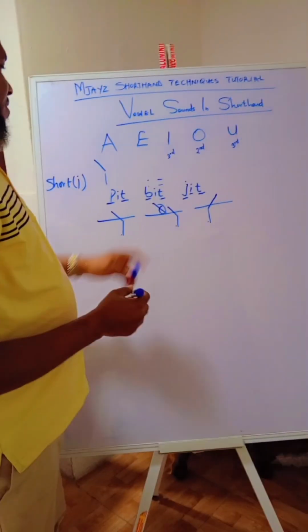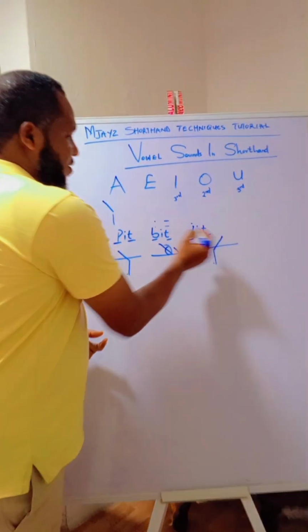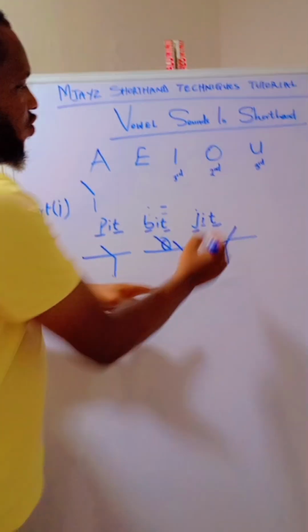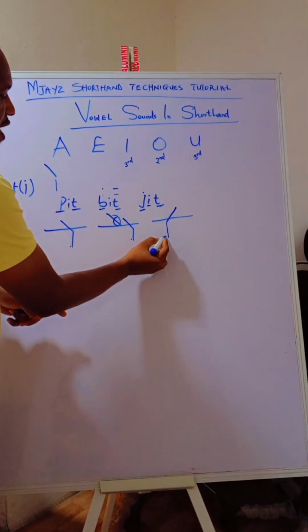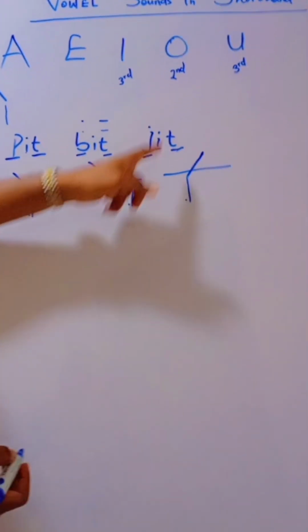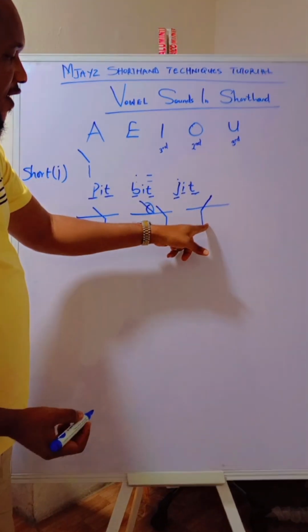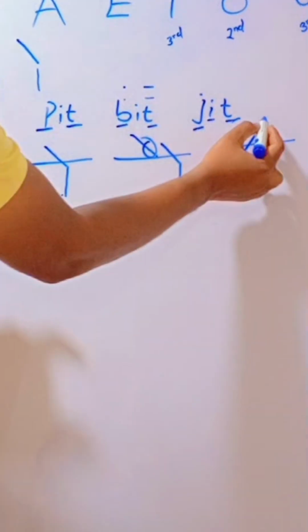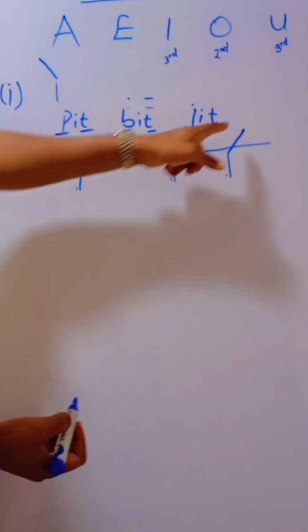Then J is a heavy stroke. In the word jit, you represent your J down, then your T follows, and you have your E sound. Now let me tell you, E is not supposed to come in the front. Because you have J, then E should come before T. So J, E, T, jit.